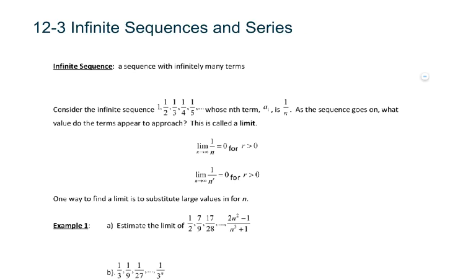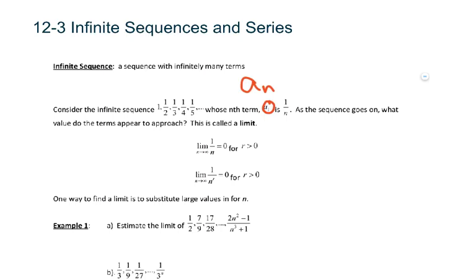So if you consider the infinite sequence 1, 1/2, 1/3, 1/4, 1/5, and so on, whose nth term, which I don't know why that says a sub 1, because it should say a sub n, is 1 over n. That means the next term would be 1 over 6, the next term is 1 over 7, 1 over 8, and so on. As the sequence goes on, what values do the terms appear to approach?